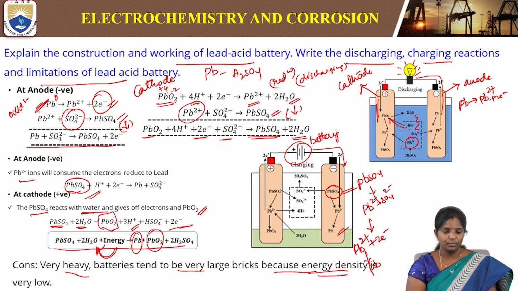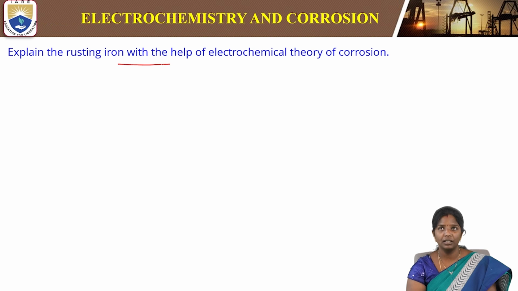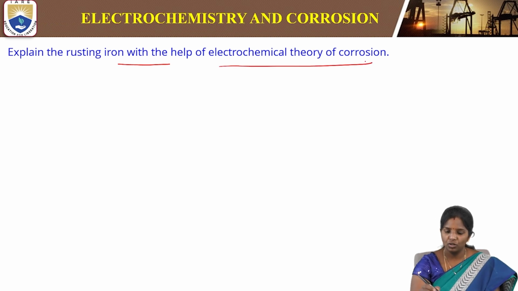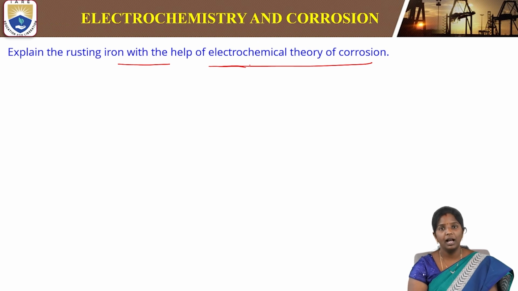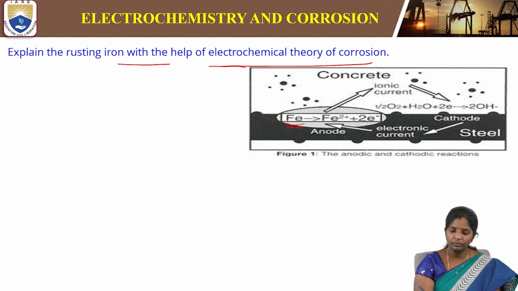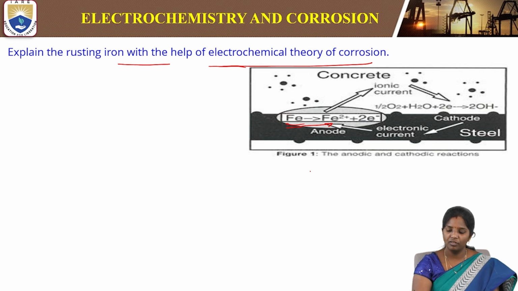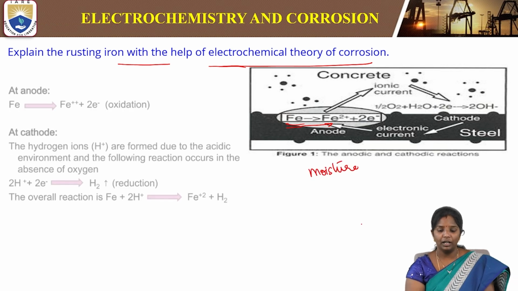Next, explain the rusting of iron with the help of electrochemical theory of corrosion. So it is given like electrochemical theory of corrosion, we have to explain the iron rusting. So in iron, what happens? We have iron, so that will go to plus 2 state. So how does it happen? Because of moisture presence or any other atmosphere that is present around that iron.